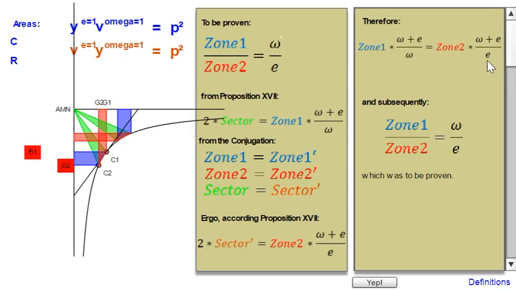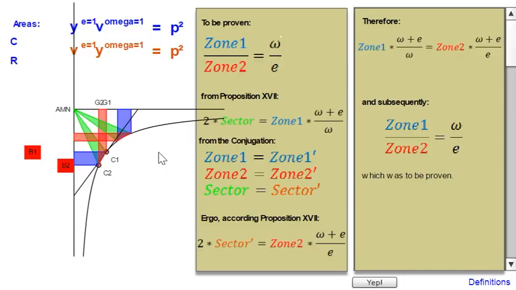is equal to this expression down here, zone 2 multiplied by omega plus e divided by e. And this again is possible because we know that when we build the conjugated areas of these original areas that are produced by the C1 and the C2 point, and when we conjugate these points on the hyperbola, we get exactly the same size of areas in terms of the segment, the zone 1 and the sector. So they're identical. This can be assumed without any problems.